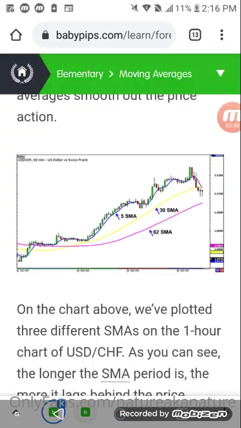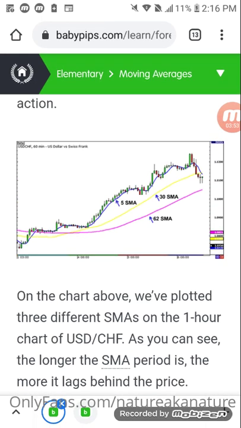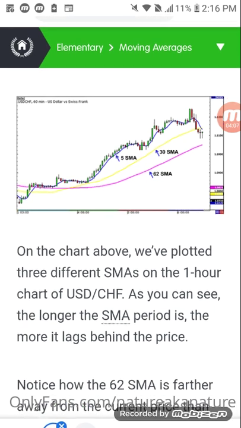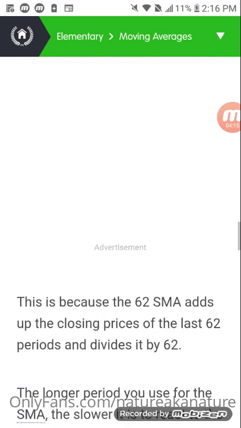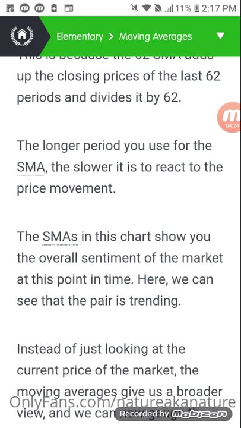On this chart above, we plotted different SMAs on a 1-hour chart on USD CHF. As you can see, the longer the SMA period, the more it lags behind the price. It's slower to act to price. Notice how the 62 SMA is further away from the current price than the 30 and the 5 SMA. This is because the 62 SMA adds up the closing prices over the last 62 periods and divides by 62. The longer the period, the slower it is to react to price movement.